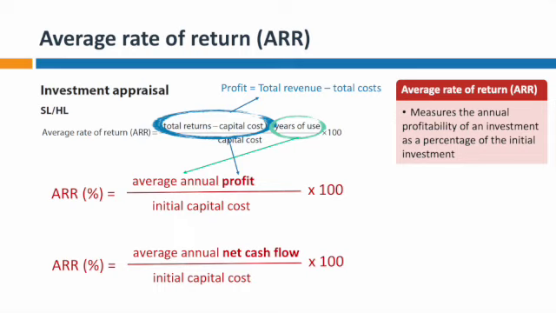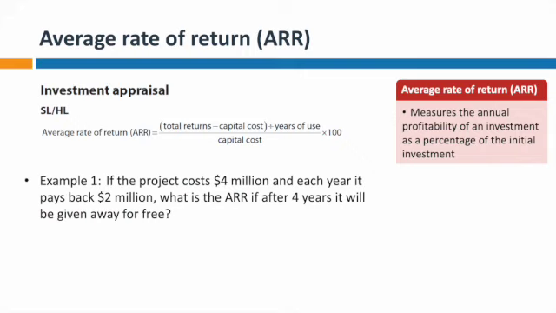Okay, so now that we know the formula presented in the formula booklet, what do we do with it? Let's take an example. If a project costs $4 million and each year the project pays back $2 million, what is the ARR if after 4 years it will be given away for free? By the project, we might mean some kind of copy machine, a car, or any unspecified project. That's not really important right now.